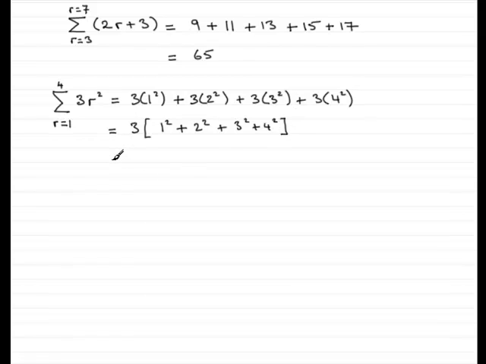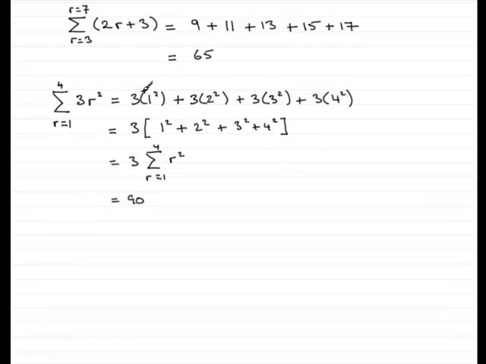And what this is the same as is 3 times sigma of r squared, where r goes from 1 to 4. So you can see that all that has happened is that the 3, being a constant, can come out the front of the sigma sign. And if you work this out, you'll find that you get 90.